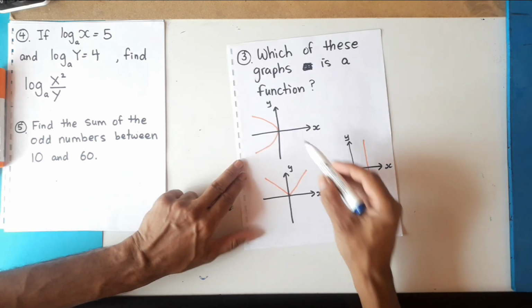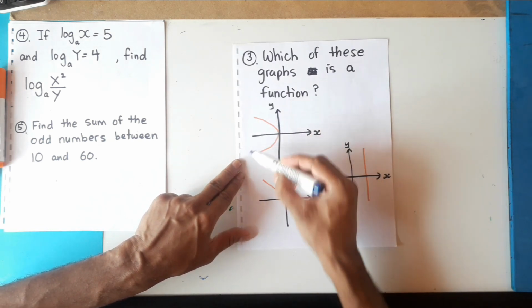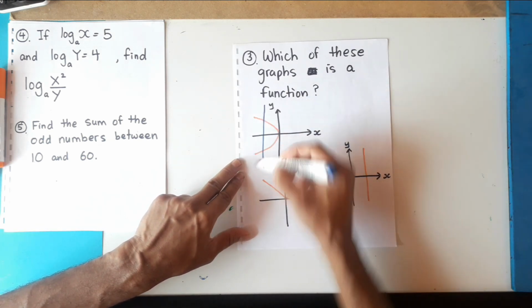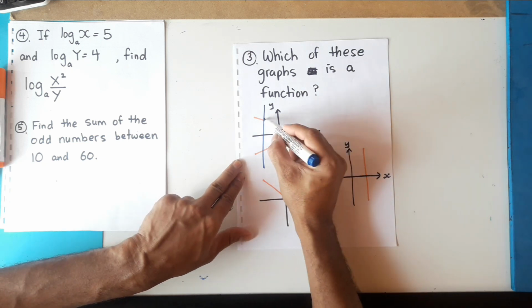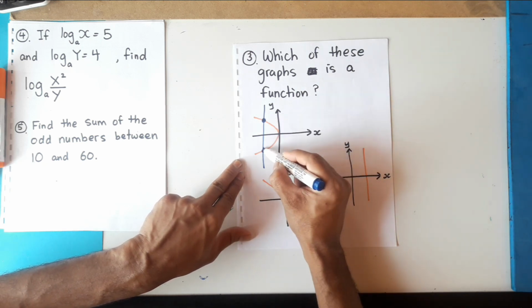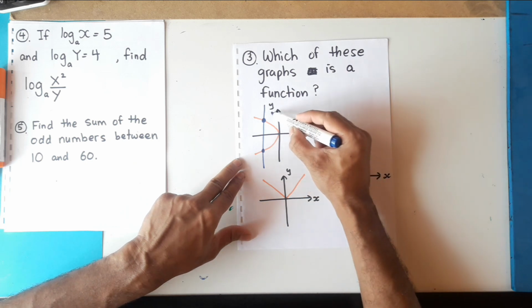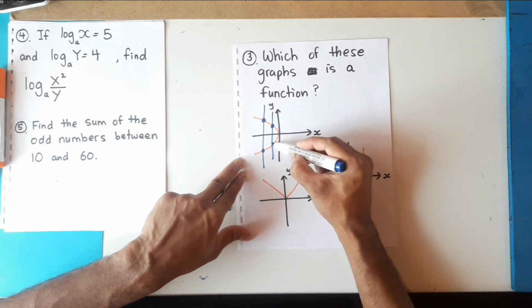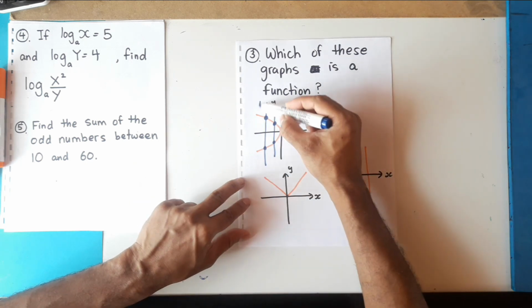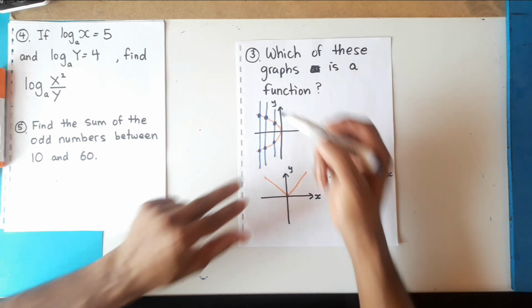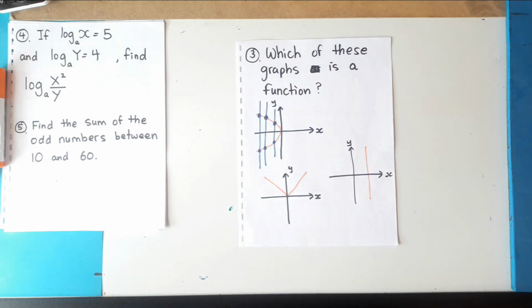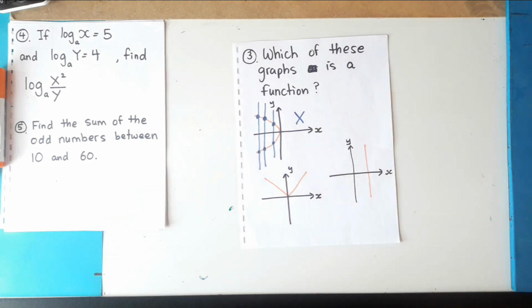Let me show you. Let me explain why this is not a function. If I were to draw a vertical line, you will notice it cuts the graph at 2 places. Even if I draw another line here, it still cuts at 2 places. Any vertical line I draw, once it cuts at more than 1 place, it's only allowed to cut at exactly 1. It is not a function. So this is not a function.